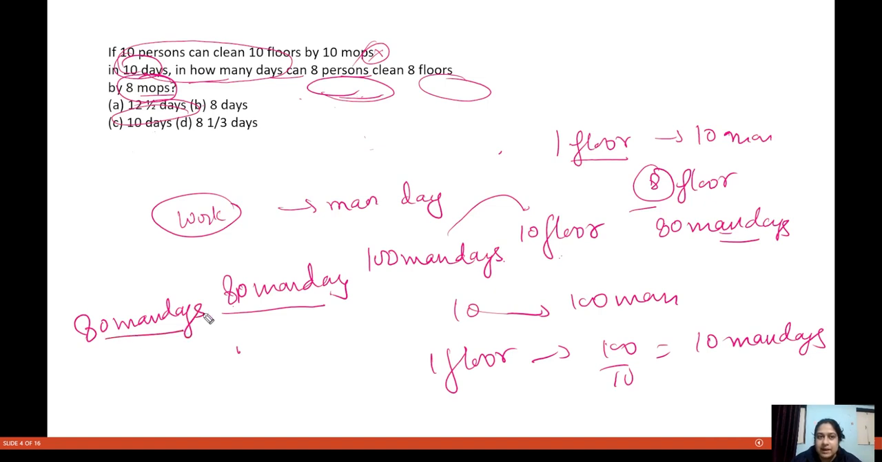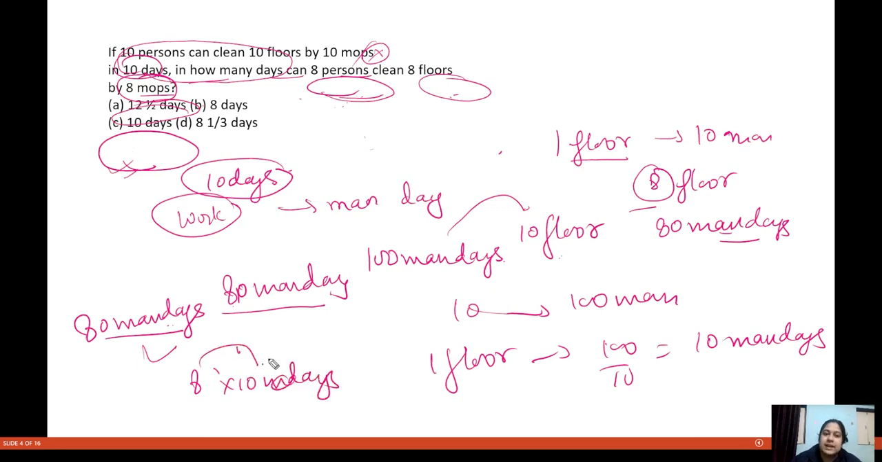Because 80 man days is how much? With 8 men, you require 80 man days. That means 10 days for each man. So 80 man days will clear 8 floors. In how many days? 10 days. So 8 men will clear 8 floors in 10 days. Okay, so this is how you can do these types of questions.